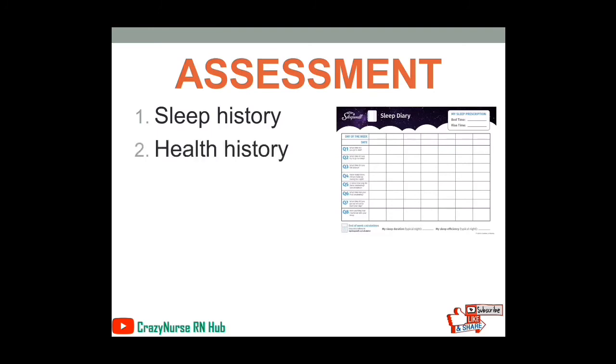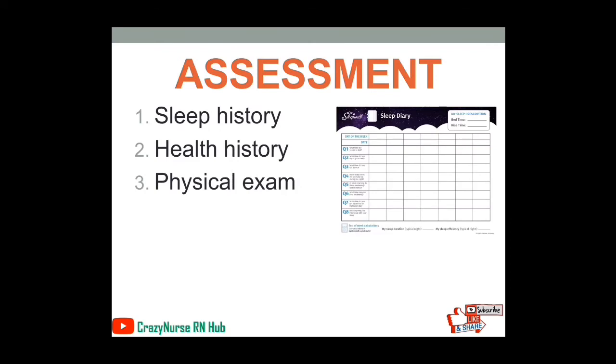Next is health history. A health history is obtained to rule out medical or psychiatric causes of the client's difficulty of sleeping. It is important to note that the presence of medical or psychiatric illnesses such as depression, Parkinson's disease, Alzheimer's disease, or arthritis should not preclude the possibility that a second problem, which is obstructive sleep apnea, may be contributing to the difficulty sleeping.